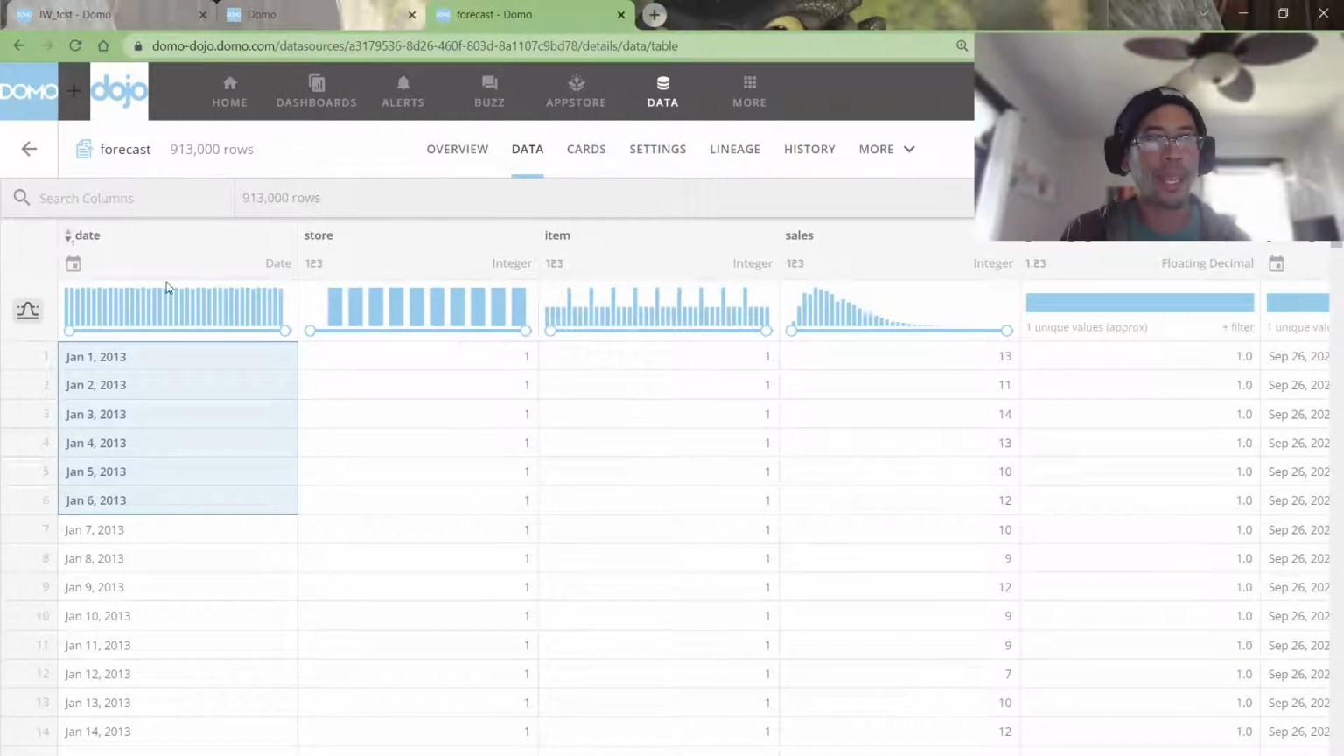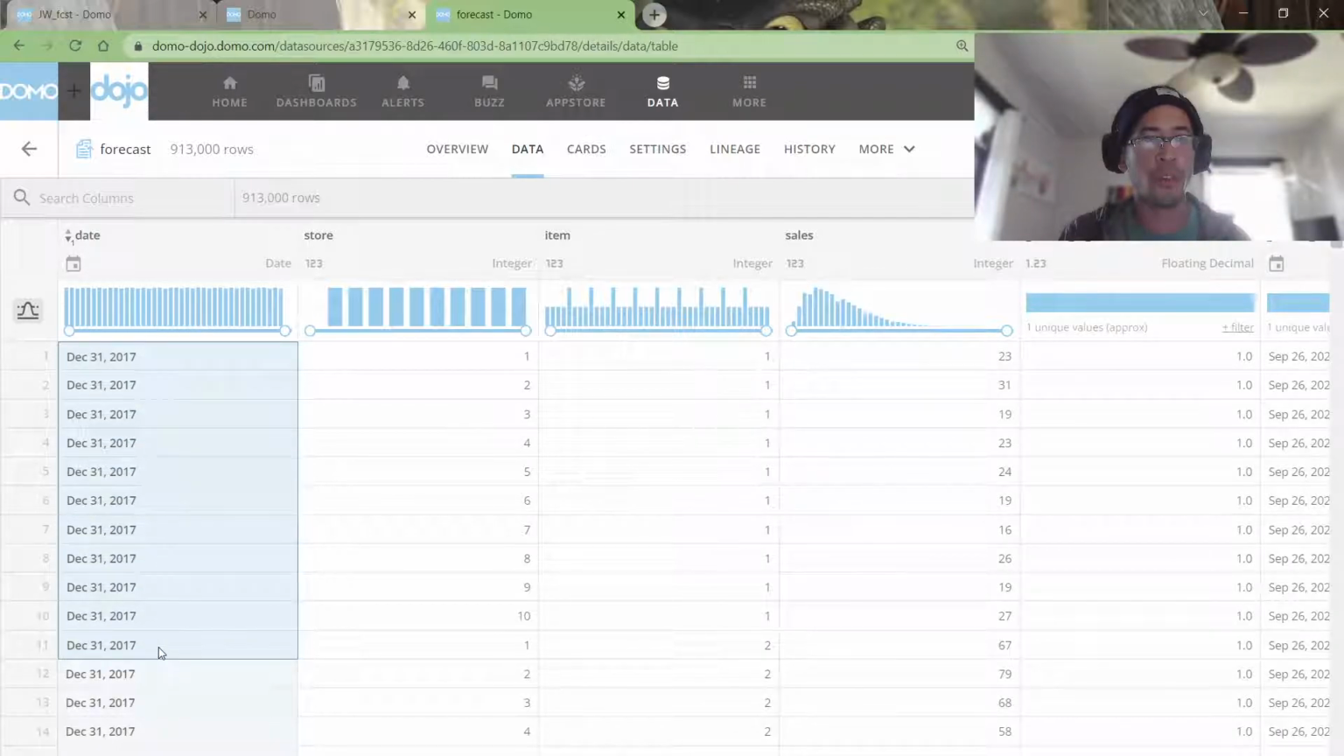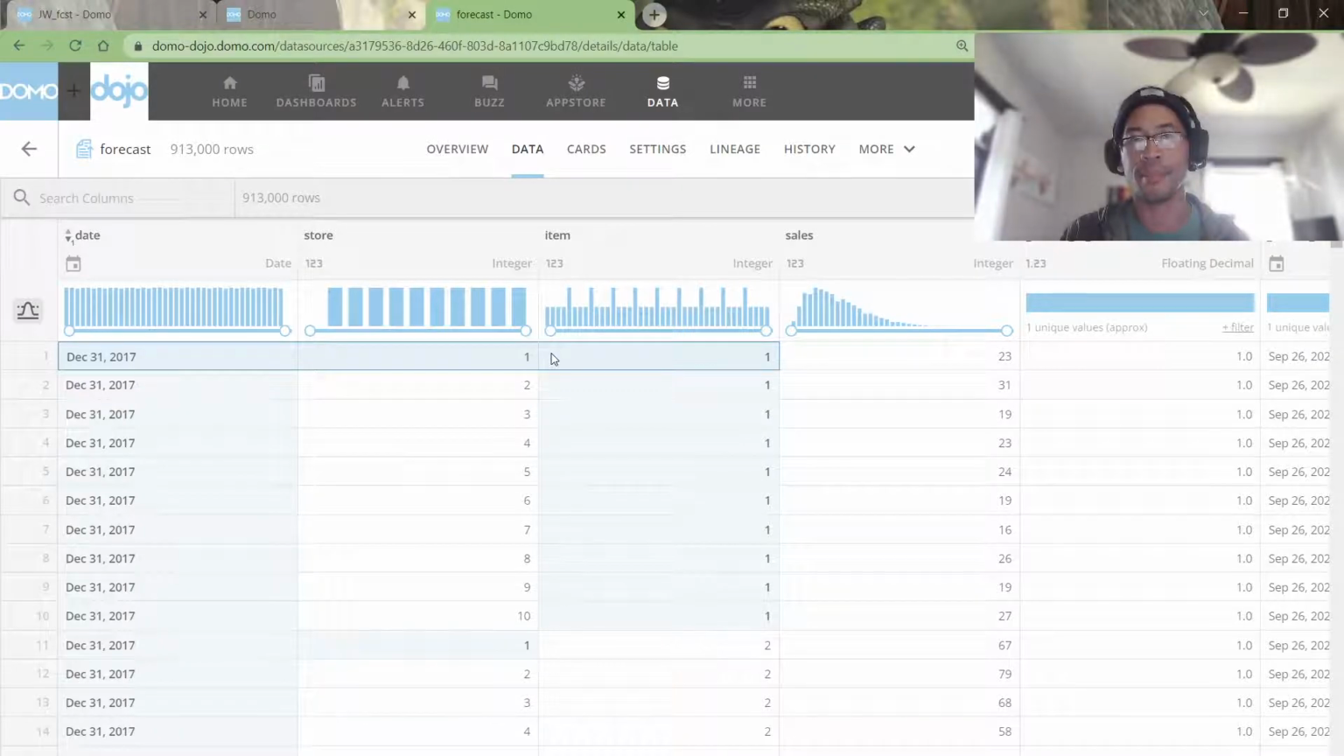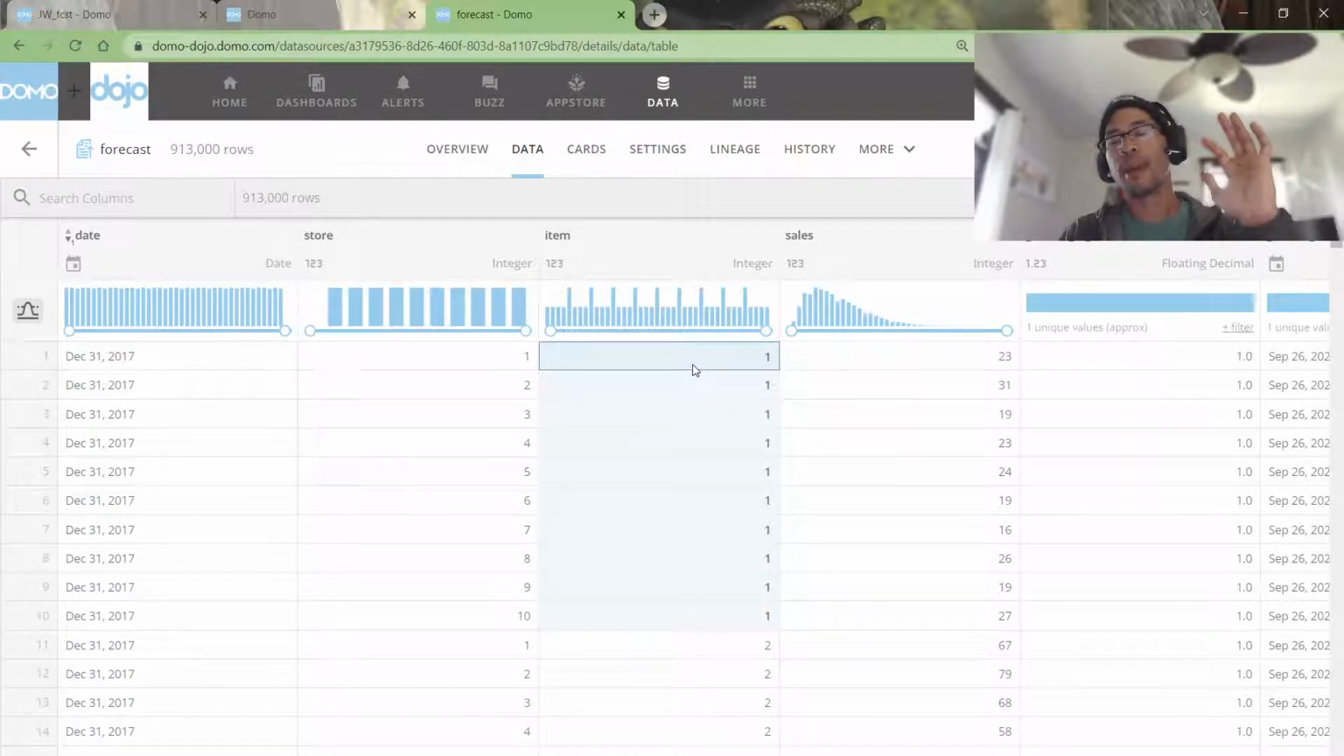If I sort by date descending, I can see I have multiple rows for my last day of data, December 31st. I have one row per store, per day, per item, and the number of units sold. So this is already aggregated at the item level. But if my question is, hey, yesterday across all of my stores and all of my items, I sold 2,000 units, what am I going to sell tomorrow?